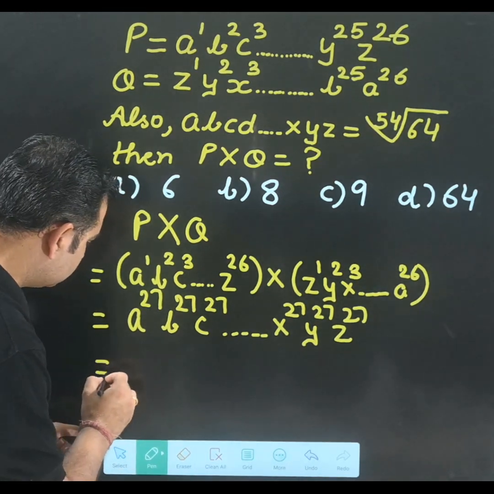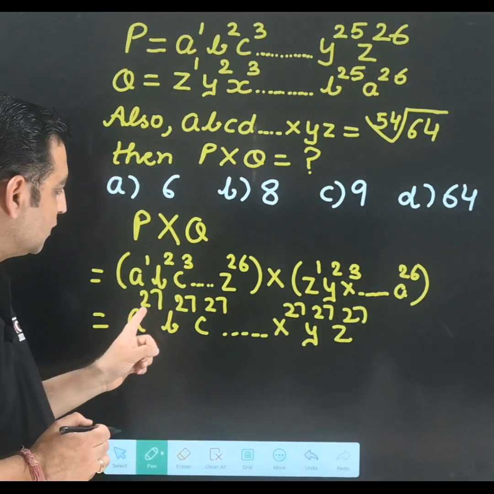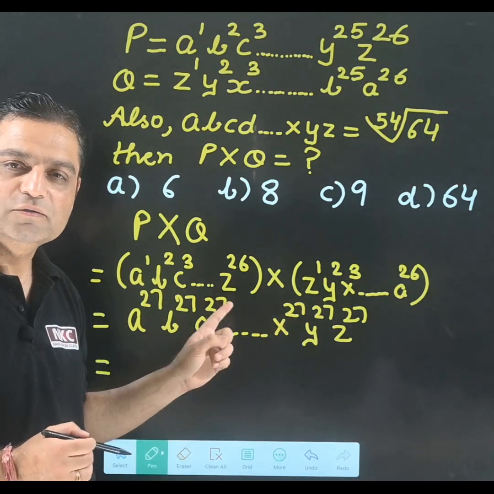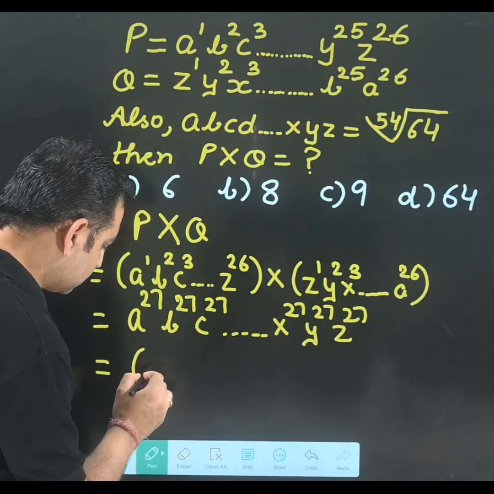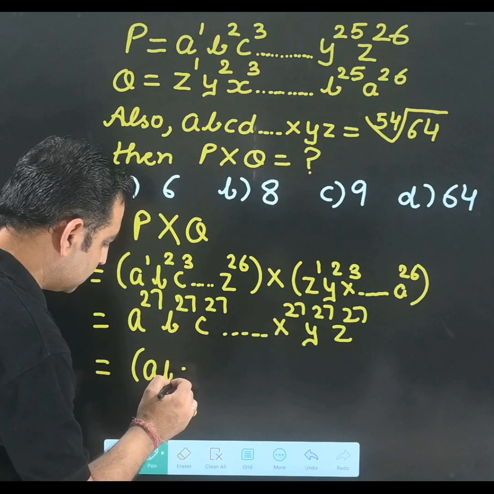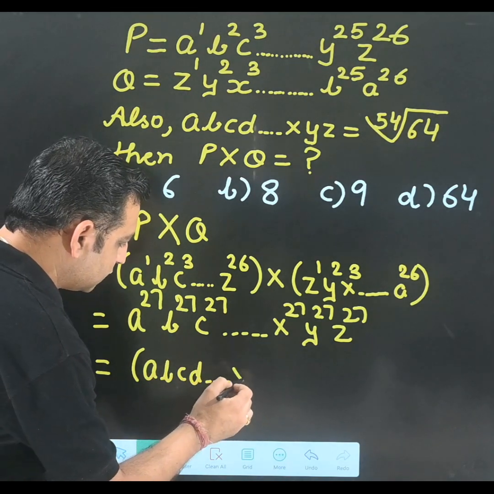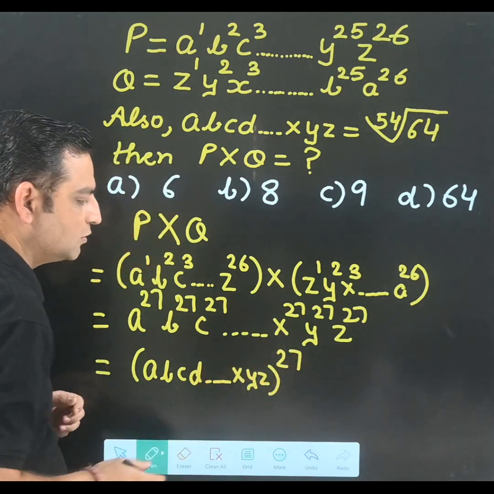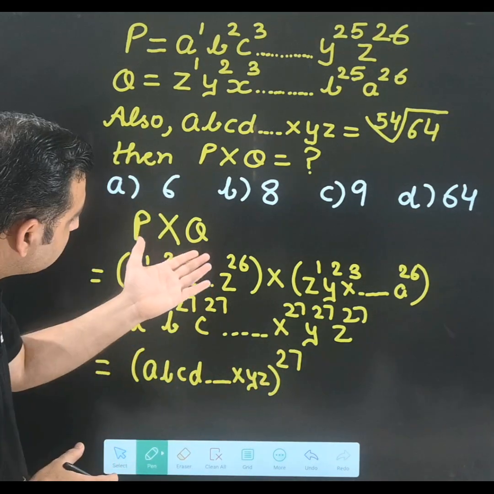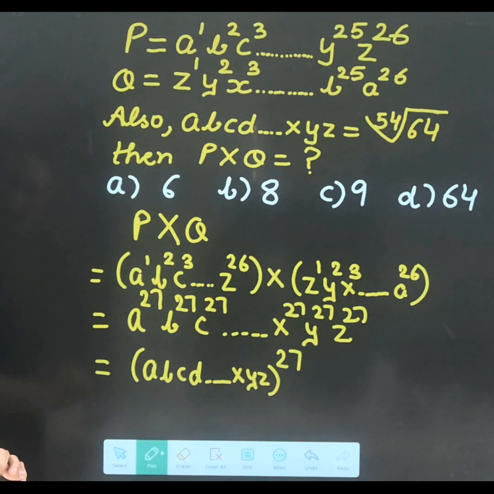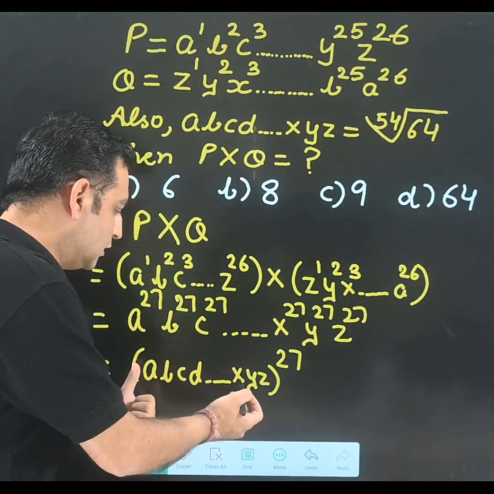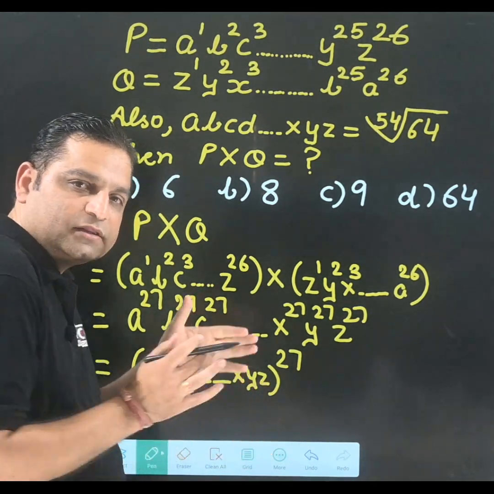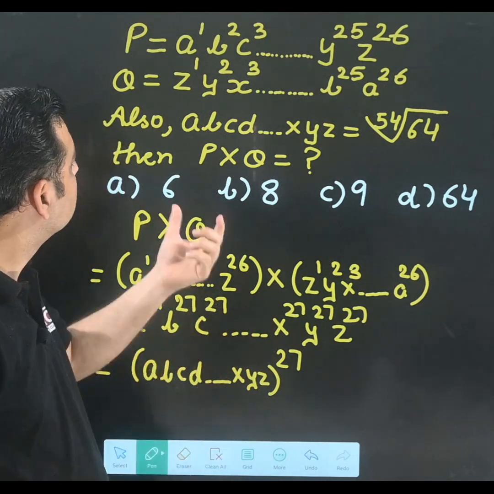Now again use the exponent rule. Power 27 is lying on every value, right? So we can write the exponent together, like a, b, c, d, keeping the same way x, y and z, power 27 together. You can take a screenshot of this page. Have a look. Now I have a to z together in multiplication in the bracket.